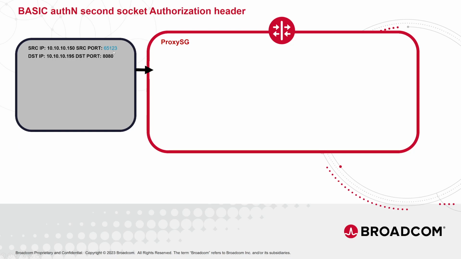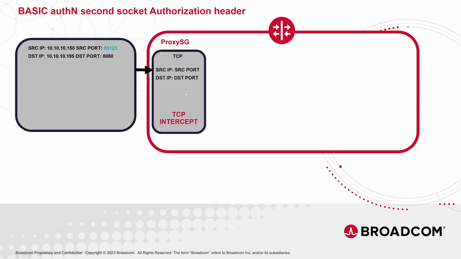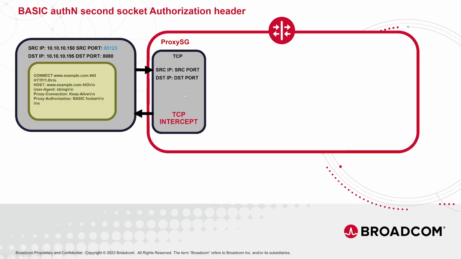It could be 65128. It all depends what is available on the client, but the important bit is that it is a different port. It's a new socket. It's the proxy again, intercept, TCP handshake done, client sends the connect. This time notice that there's an extra header. The Proxy-Authorization header has the basic directive. Notice that I did not include the realm, it's not mandatory.